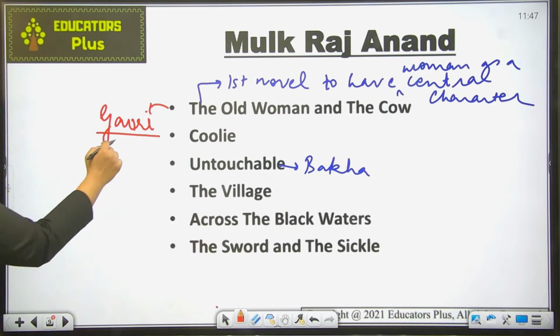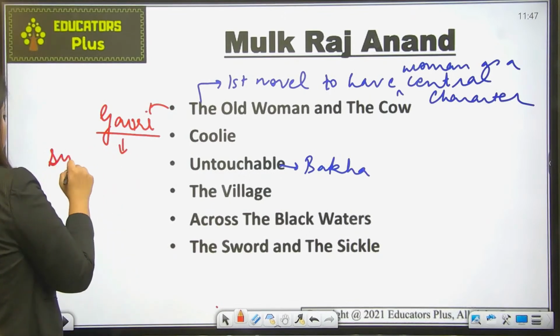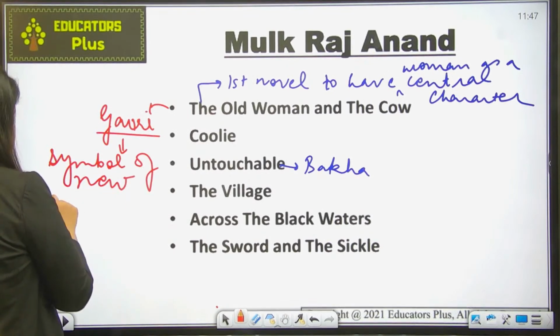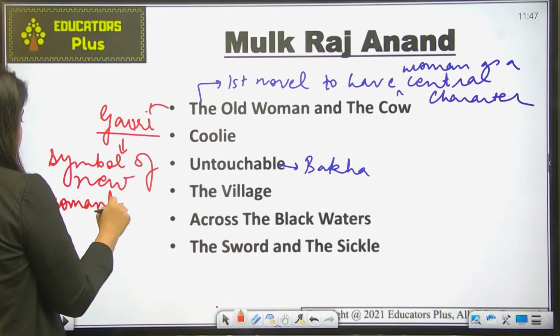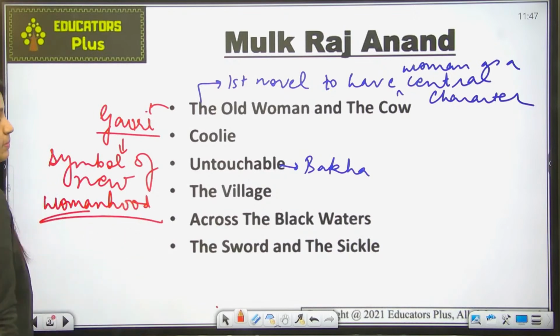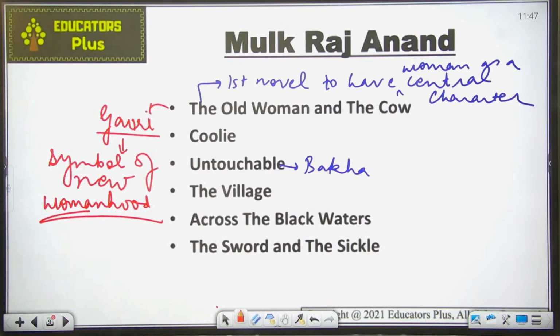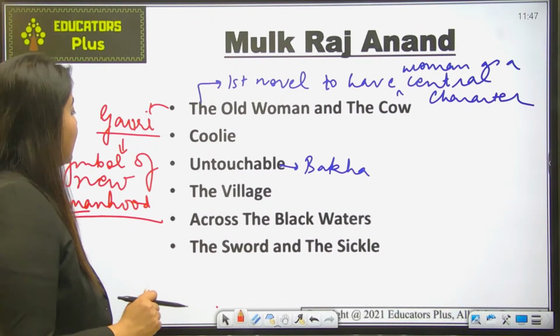Okay, so please remember this. Gauri was the symbol of new womanhood. Please remember this point. Is this clear? Are you getting what I'm teaching? Okay, so let's move ahead.